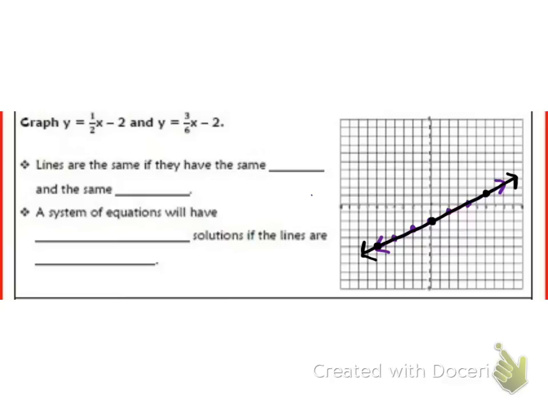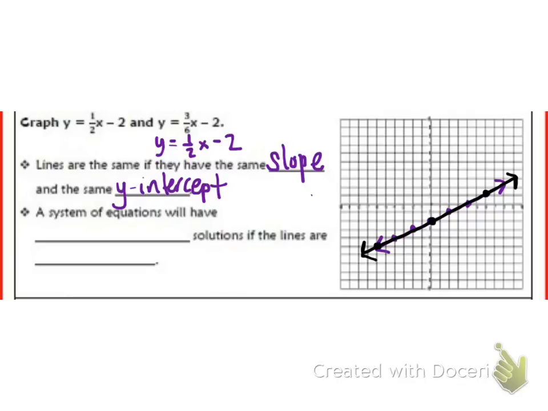Okay? So that's our second special case. One line is on top of the other line. Lines are the same if they have the same slope and the same y-intercept. Now if you look at our equations, it may look a little bit different. It clearly has the same y-intercept of -2. Our first one has a slope of 1/2 and our second equation has a slope of 3/6. However, if we simplify the slope in the second equation, now we can see it's exactly the same.